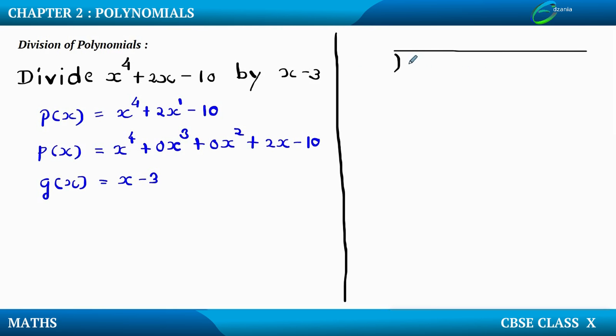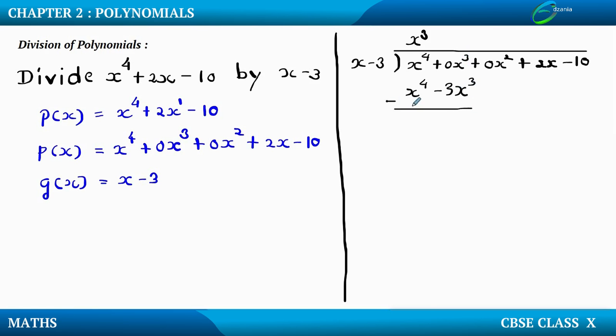First of all, we'll copy p of x over here, that is x raised to 4 plus 0x cube plus 0x square plus 2x minus 10. And then we are having the divisor as x minus 3. We have x raised to 4, so we need x cube obviously. So write down x cube over here. So x into x cube is going to give me x raised to 4. So I get x raised to 4 over here. And definitely this minus 3 into x cube is going to be minus 3x cube, which I can write down below 0x cube.